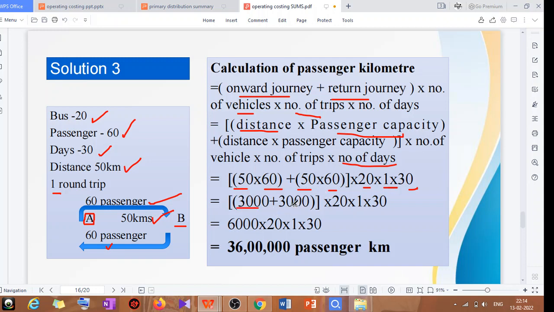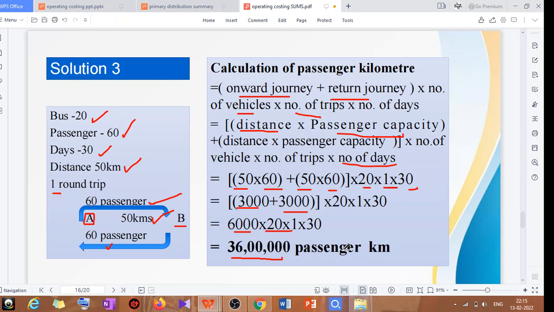50 into 60, 3000. First you solve this, you will get 6000. Okay. So 6000 into 20 into 1 into 30. Got it. So you will get 36 lakh. So that will be 36 lakh passenger kilometer. I hope it is clear to you.